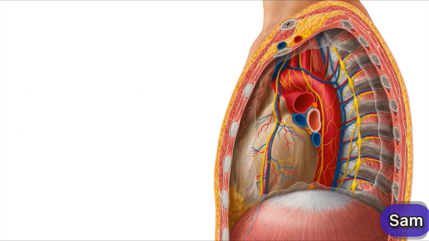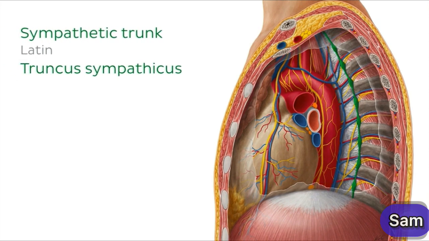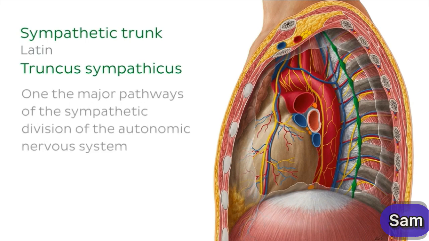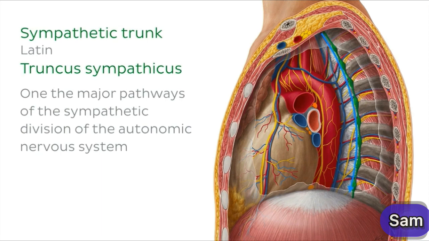You also see this chain of nerves and ganglia descending here along the posterolateral border of the vertebral bodies, and this is known as the sympathetic trunk and the sympathetic ganglia, which, as its name suggests, is one of the major pathways of the sympathetic division of the autonomic nervous system.